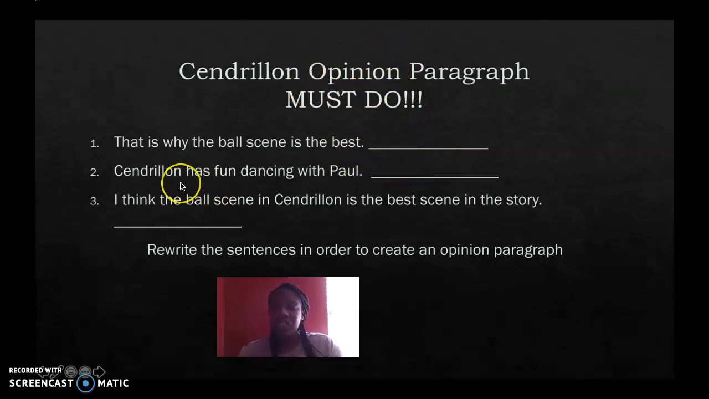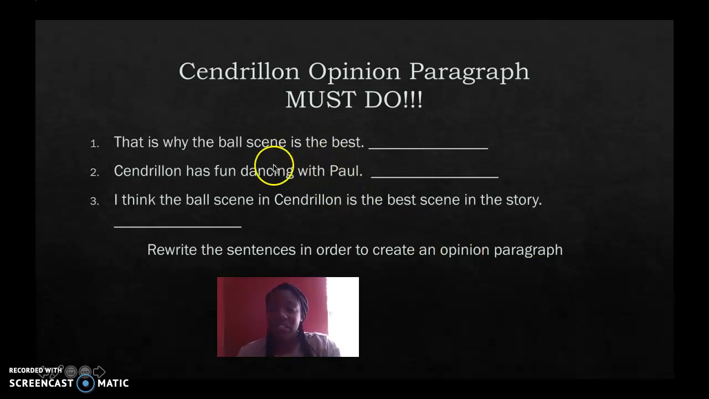Cendrillon has fun dancing with Paul. I think the ball scene in Cendrillon is the best scene in the story. So you're going to write O if it's an opinion, and then you're going to put the R and the E together if it's a reason to support the opinion. I hope that makes sense to you all. And then I want you all to rewrite the sentences in order to create an opinion paragraph. So you should have an opinion, and then you should have your reason or example, and then you should have the restatement of the opinion.